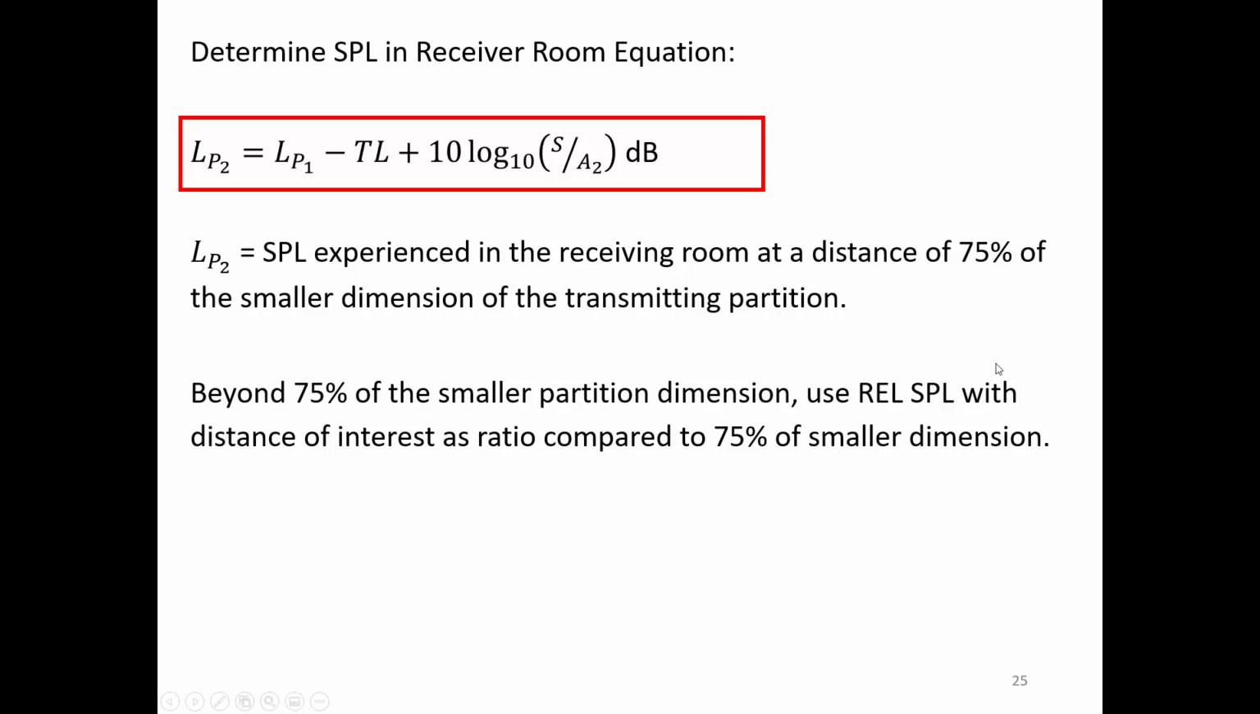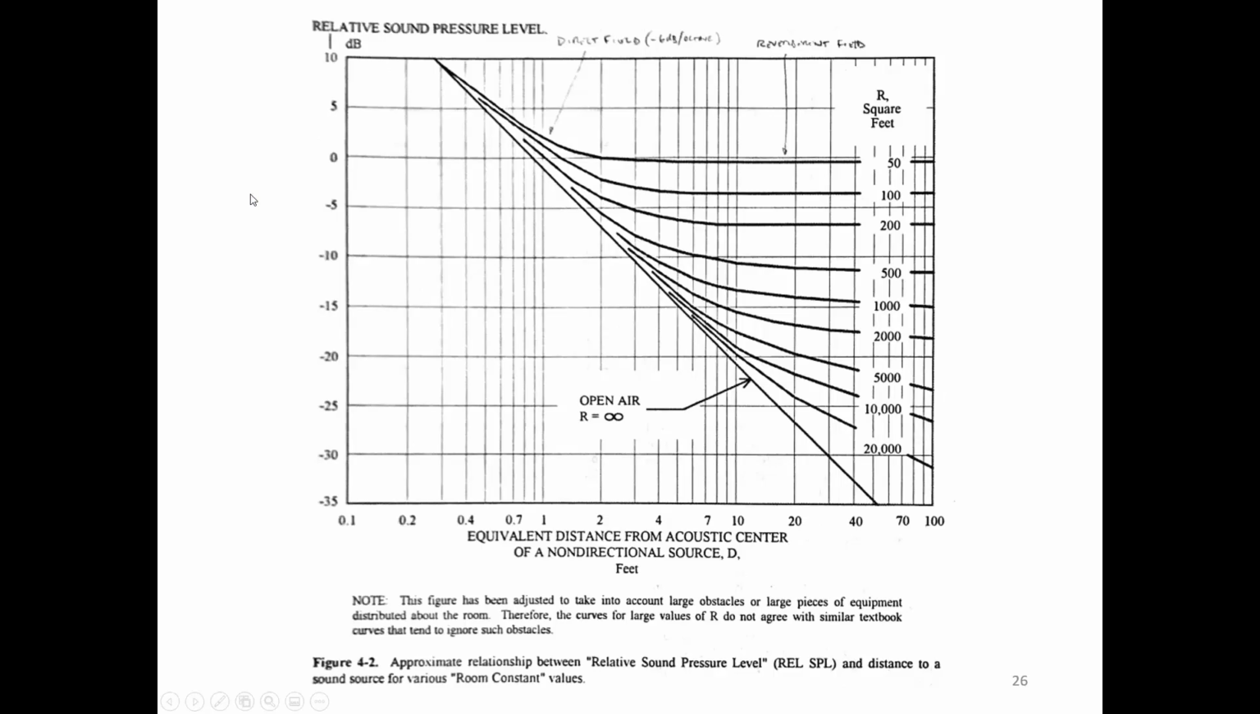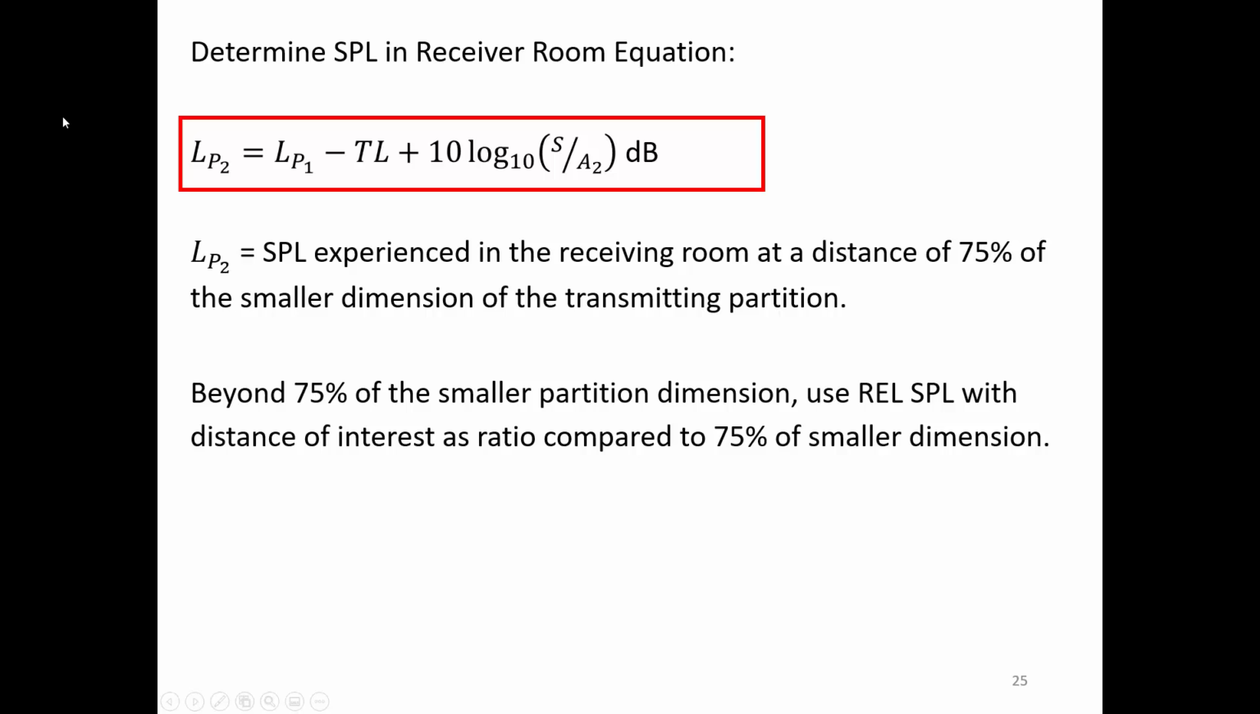So say you had a 10-foot tall wall that was 30 foot long. Then the smaller dimension of the partition is 10 feet, right? The height is smaller than the width. 75% of that 10 feet is 7.5 feet. So this LP2 would be valid so long as you're within 7.5 feet of that wall.